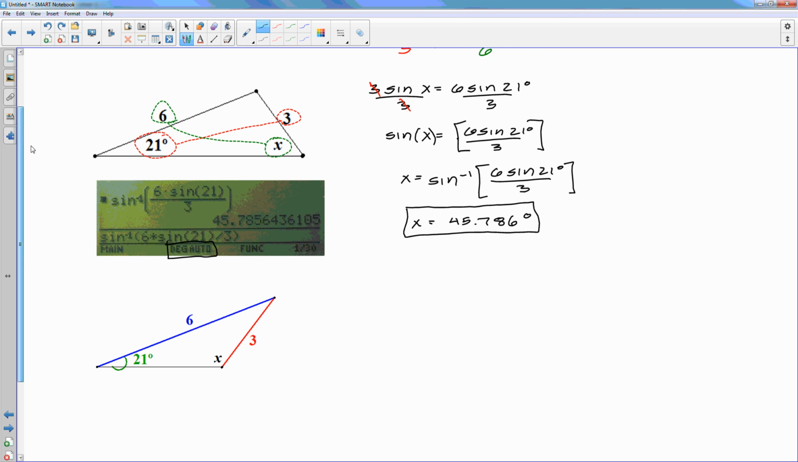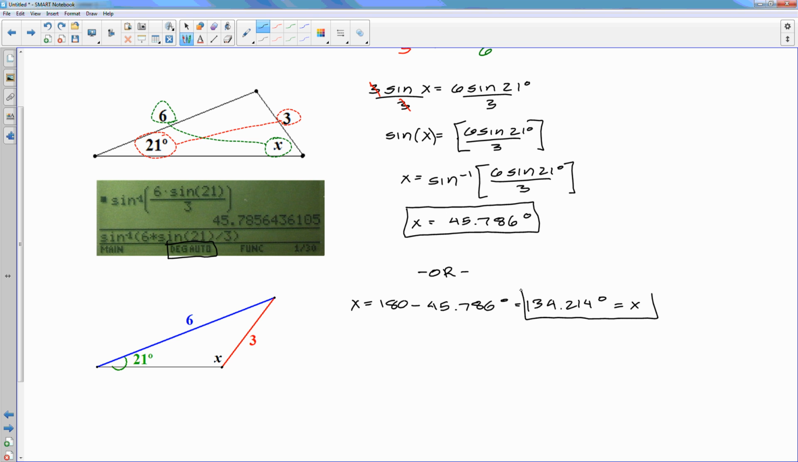So we have another possible triangle where everything is still the same. We still have 21, 6, and 3, only now x is a large angle, and the way you get that second angle for x, it's real simple. The only problem is you have to remember to do it: you take your original answer and subtract it from 180 degrees. So I'll do 180 degrees minus 45.786 degrees, and we get an angle of 134.214. And that's our other possible angle for x.